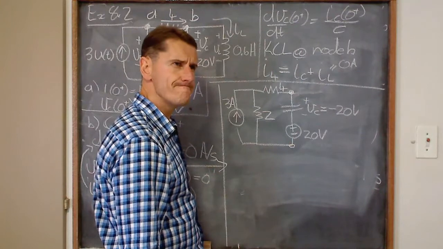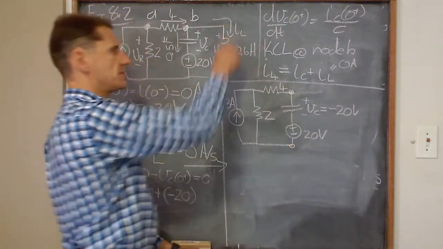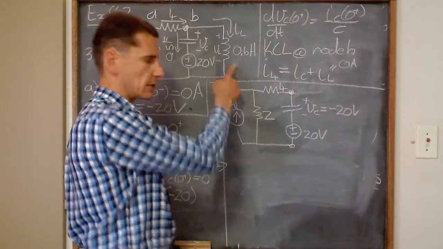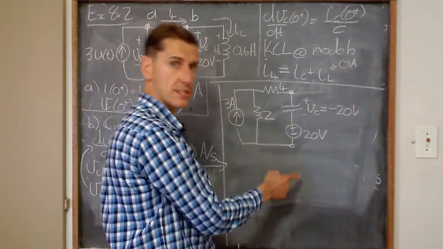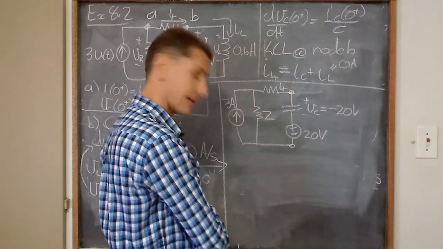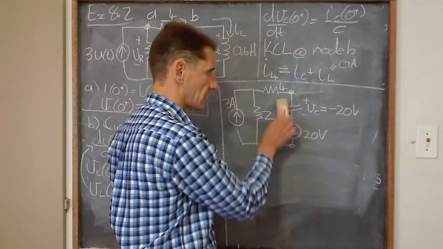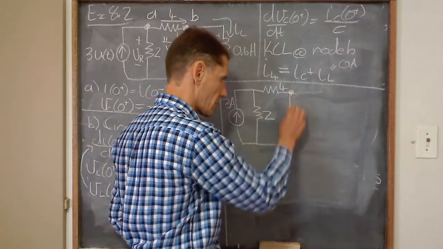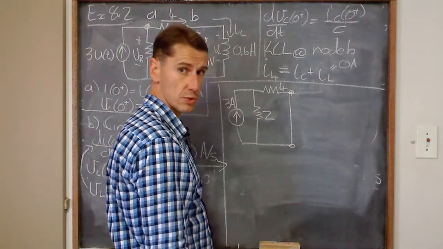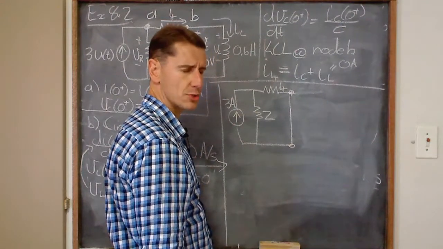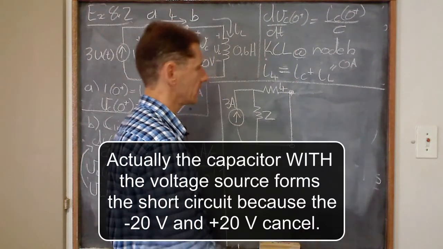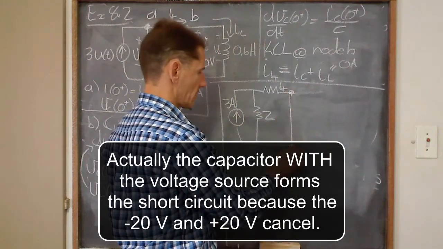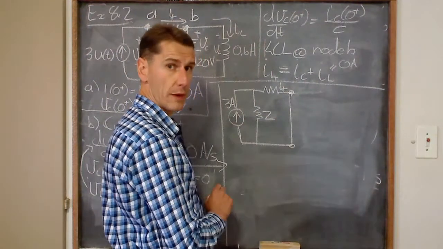0 volts. Well, in this case, 0 amps gave me an open circuit. So if I've got 0 volts here, now what do I get? I get a short circuit. So we can simplify this part of the circuit to a short circuit. So now the capacitor becomes a short circuit. So this is now actually what this circuit looked like.